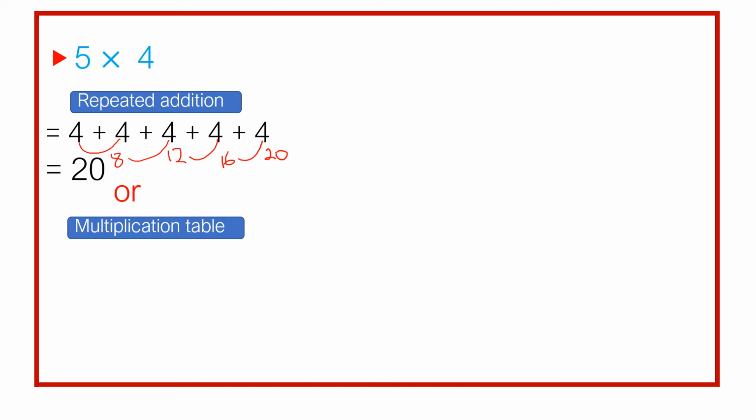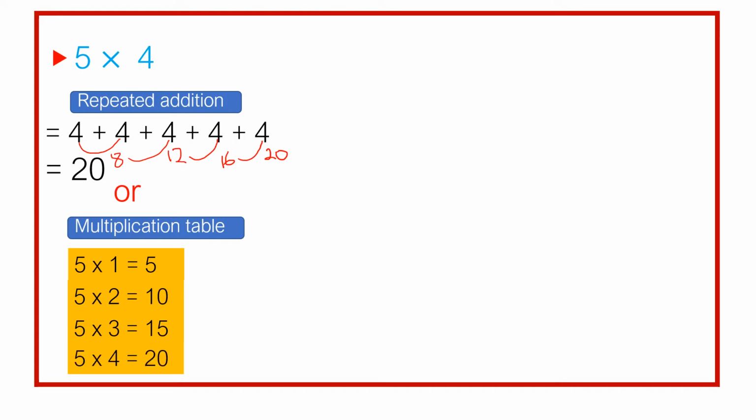Using the multiplication table, we get 5 times 1, which is 5, times 2, 10, times 3, 15, times 4, 20. So you can notice that from 5 to 10, we have plus 5. 10 to 15, we have plus 5. 15 to 20, we have plus 5. So you can see that 5 times 4 equals 20.